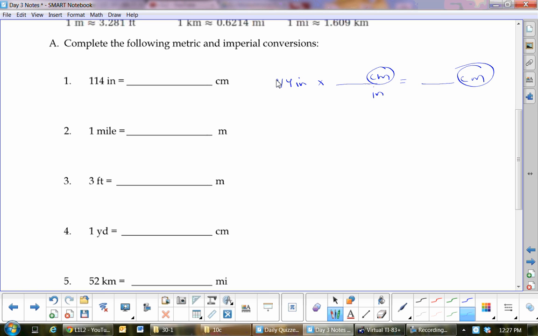Okay, so with this, can you give me a true statement? How many centimeters equal 1 inch? 2.54. Good, thank you. Okay, now all you do is multiply 114 times 2.54, and you will get 289.56. Okay, that one's easy.